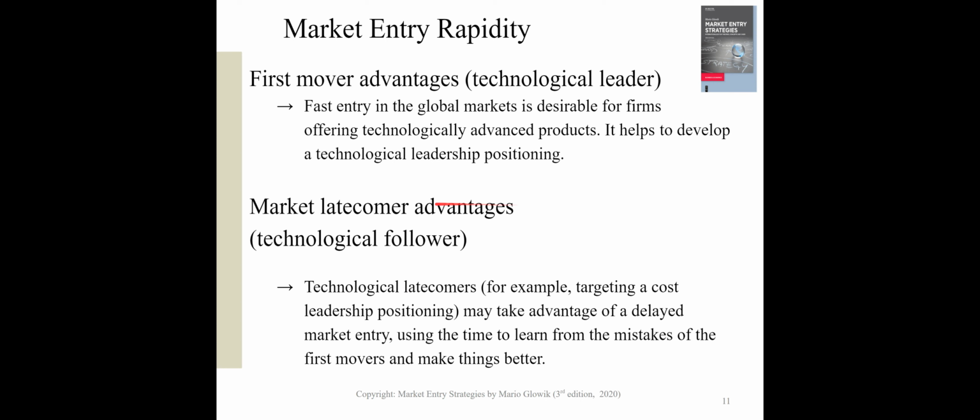So it depends on our own firm positioning in the market, whether we are a technological leader or technological follower, and this influences then our activities in terms of the market entry timing, whether to enter our foreign target markets fast or with a certain delay.